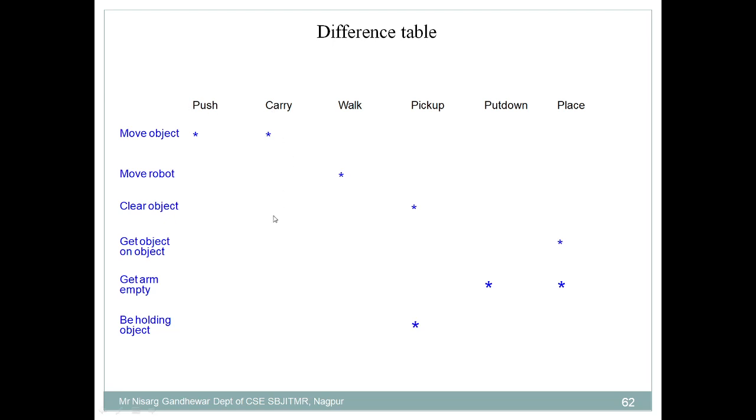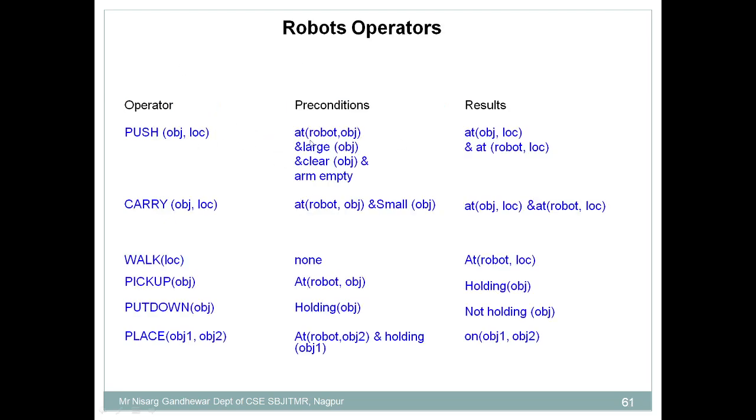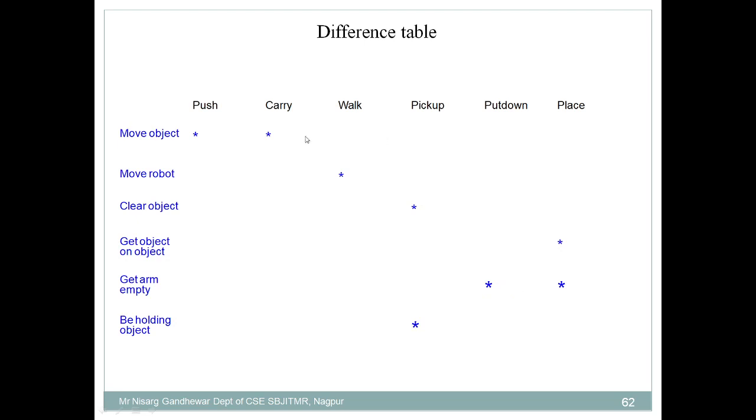Now suppose the object is large, so obviously I will use the push operator, and in order to use the push operator, these are the preconditions and this is the result. And if the object is small, then I can perform the carry operator. Then the next operation is move robot. In order to move the robot, you can use the walk operator. In order to clear an object, which operator do you apply? Pick up.